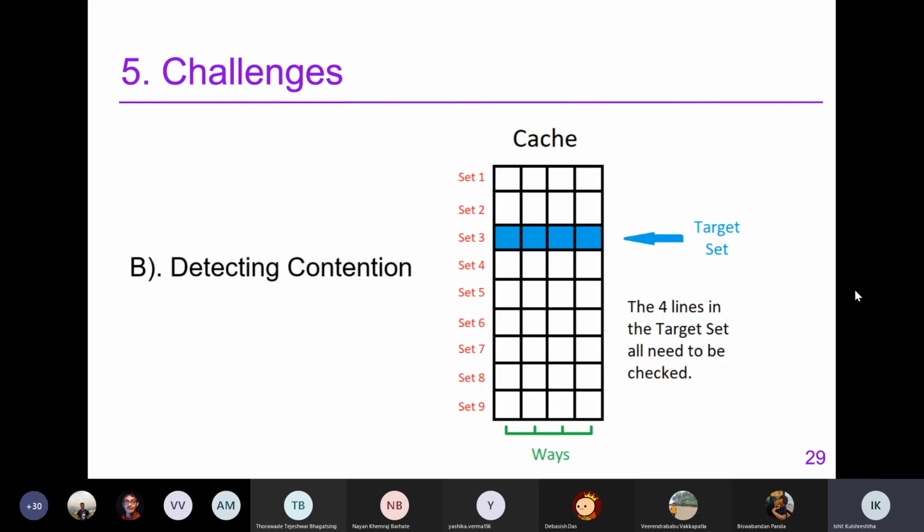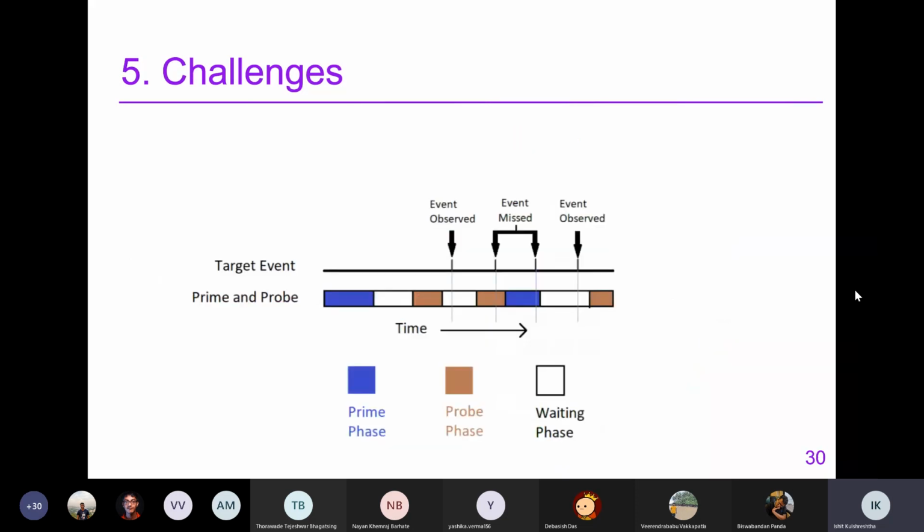Now, detecting contention. Contention means conflict for a resource. When a line in a cache is replaced, it has four options in this four-way set associative cache. In Intel processors, it is a 12-way set associative cache. Here it has four options, but we do not know which one of the lines would be replaced, so we have to check all of them. This takes a lot of time, so this is another challenge.